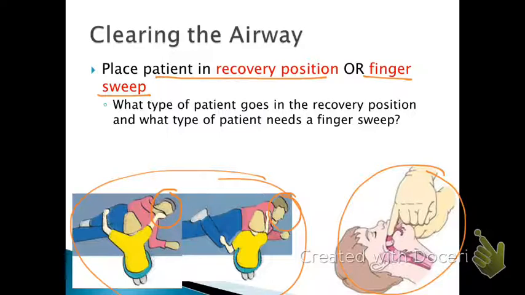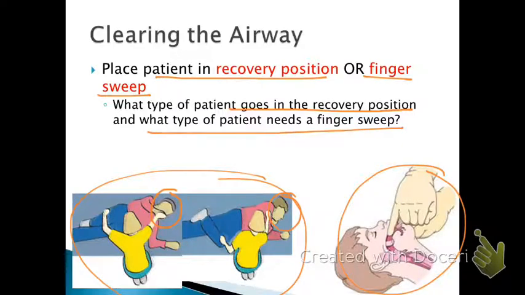And so what type of patient goes into a recovery position? It's very simple. A patient who is unconscious and is not breathing, whom you have to leave to go call 911. The big reason that we do this is because if they vomit, they will choke if they are lying on their back. They will not choke if they are in the recovery position, because the vomit will then go towards the ground. And then what type of patient needs a finger sweep?